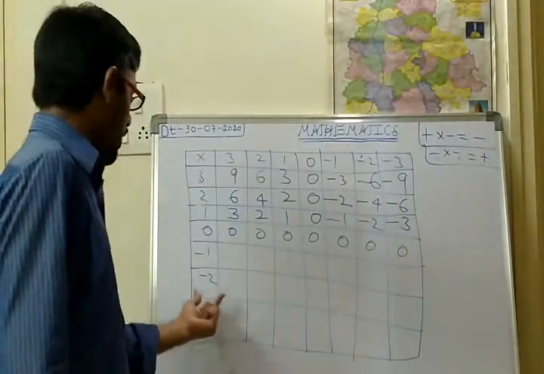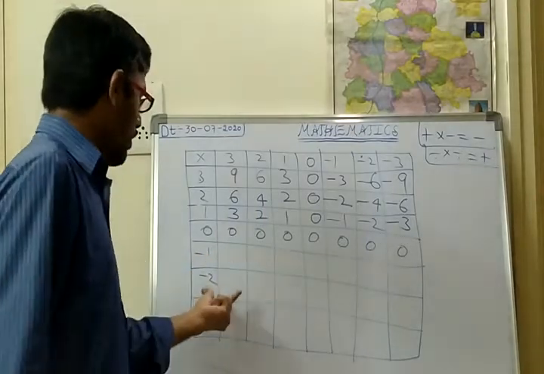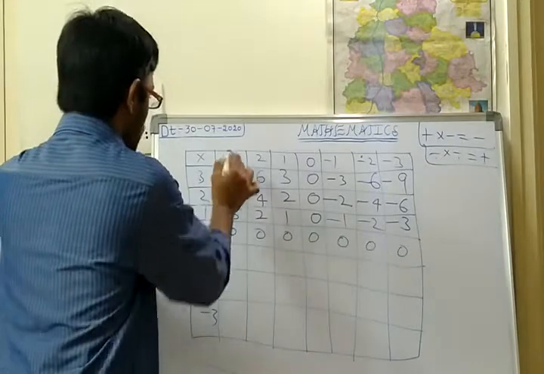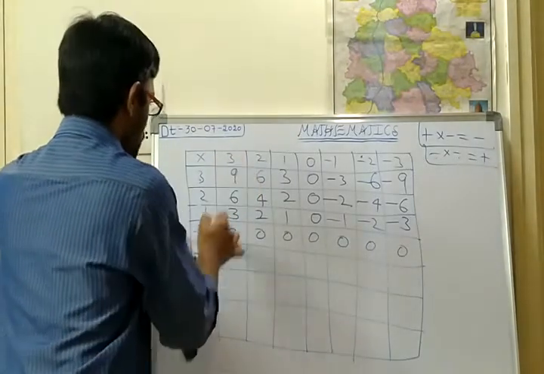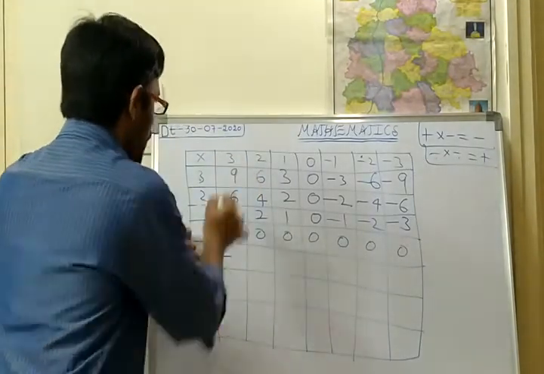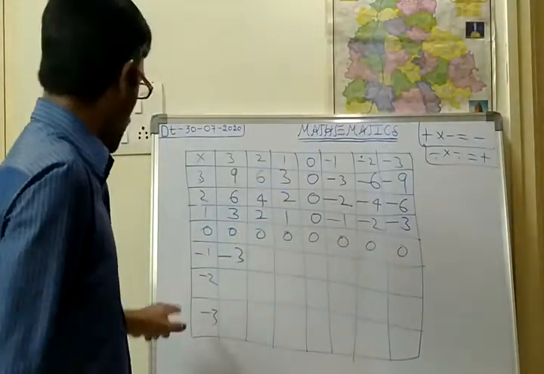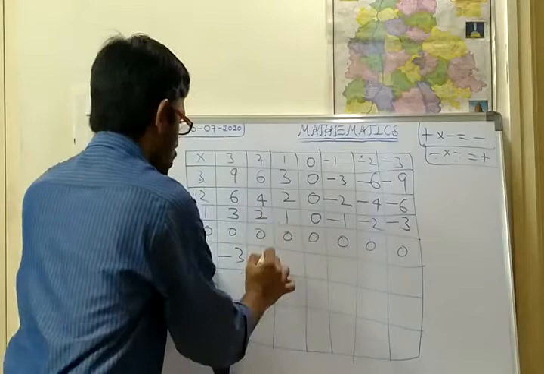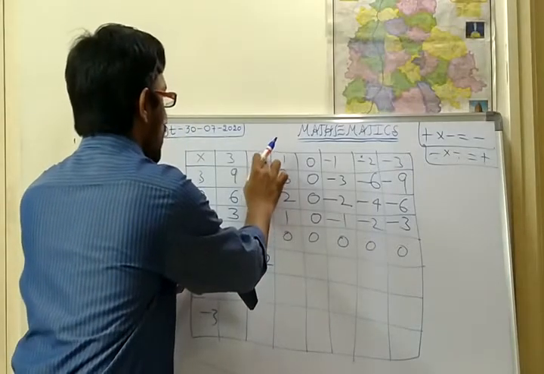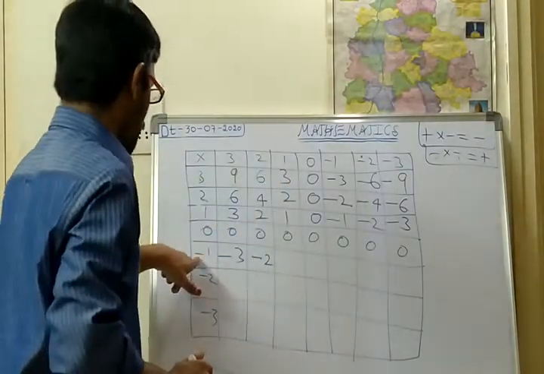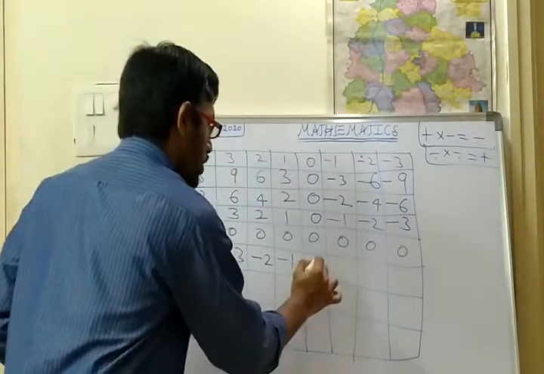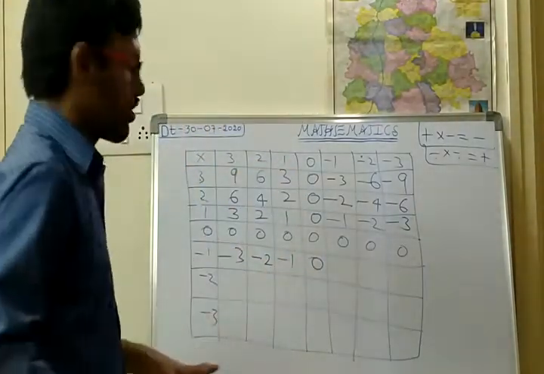So here I will do minus 1, and you try to do minus 2 and minus 3. Minus 1 into 3: plus into minus is minus, 1 into 3 is 3, so minus 3. Next minus 1 into 2, minus 2. Next minus 1 into 1, minus 1. Minus 1 into 0, 0 only. Anything into 0 is 0 only.